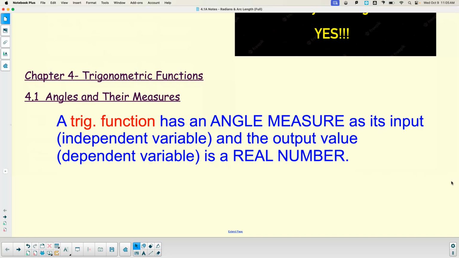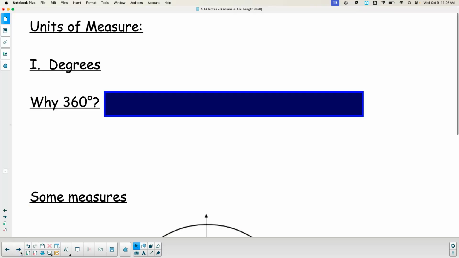Okay? Now, in trig, we're going to input angles into a function. So instead of just inputting random numbers, now we're going to input angles into the function. And what we get out from the function machine is going to be a number. Okay? So your independent variable, your input, your domain is angles. Okay?